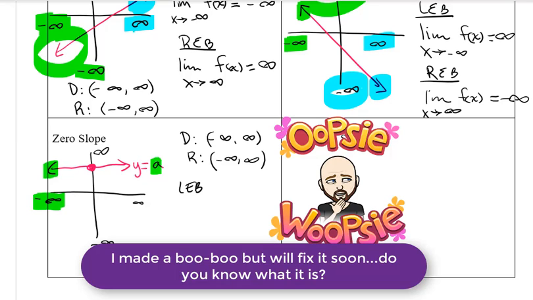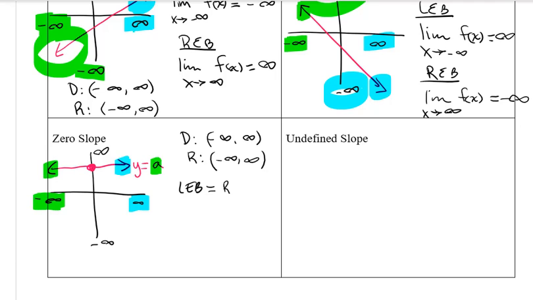And if I look over here on the right side, it still goes at that same value. So in this case, the zero slope one, both the left-hand and the right-hand end behavior are going to be the same because they just stay at whatever the number is.